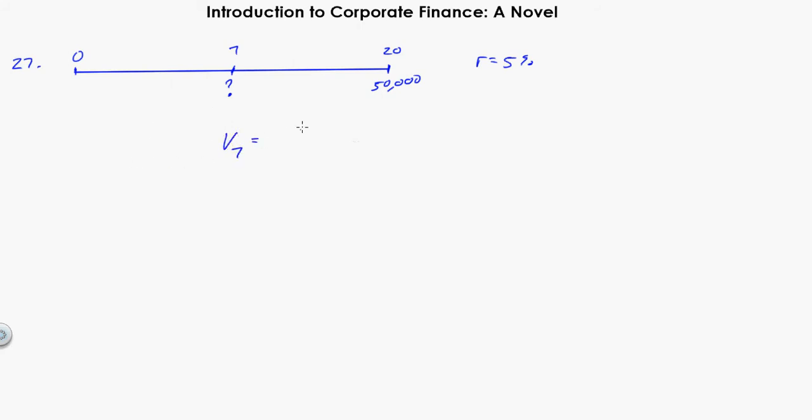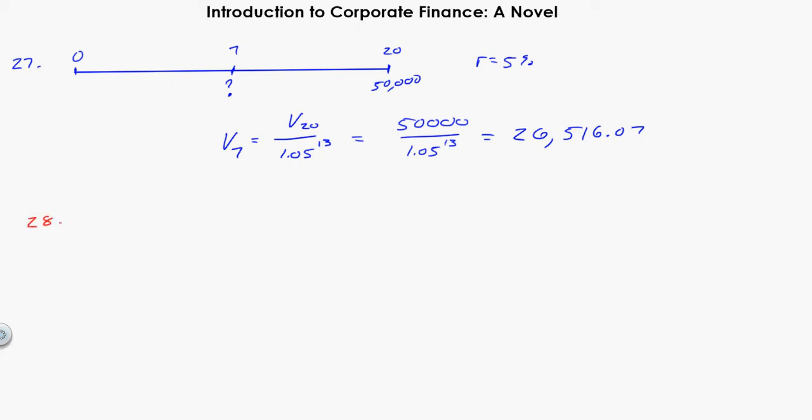Value at year 7 is equal to the value at year 20 divided by 1.05 to the 13th. That's the key, really, is knowing this exponent. So it's $50,000 divided by 1.05 to the 13th. So if I take my calculator and do 1.05 y to the x 13 equals, press the 1 over x key, then multiply by 50,000, hit equal, I should get $26,516.07. Alright, let's go to question number 28.